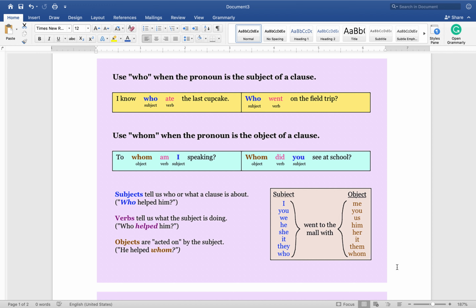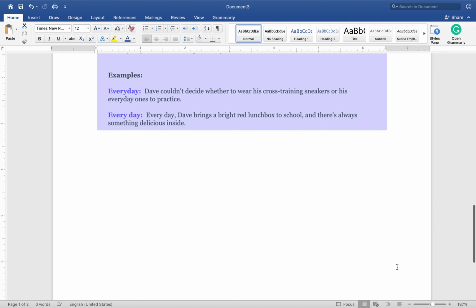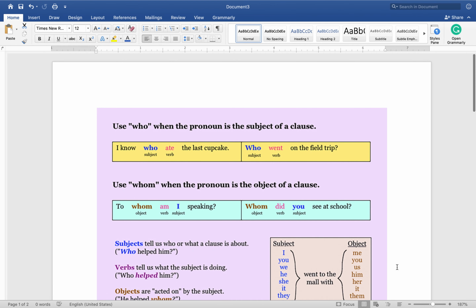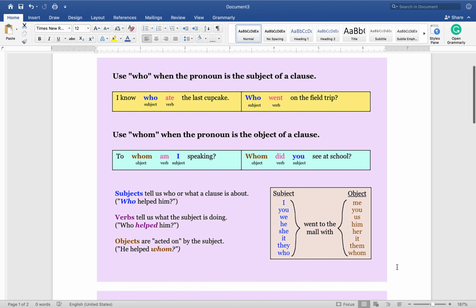We'll be looking at 3 new bubbles in NoRedInk: who versus whom, then versus than, and every day versus everyday. These are all underneath the commonly confused words practice tab, so make sure you're looking for the assignments in the correct place.